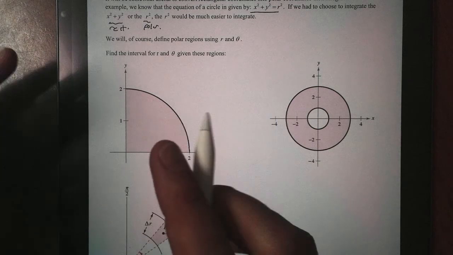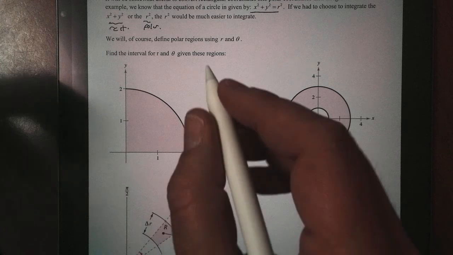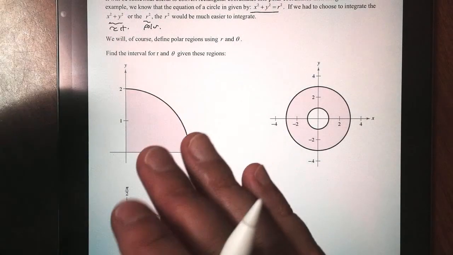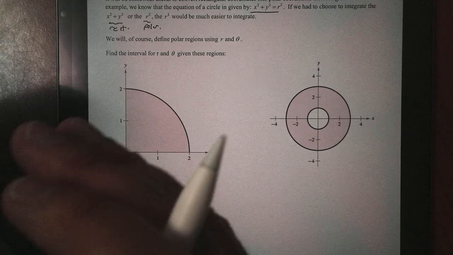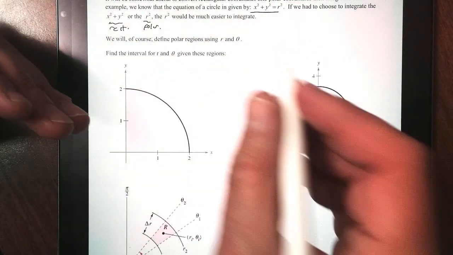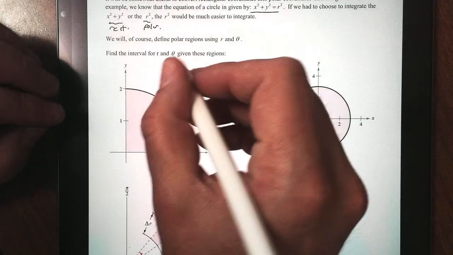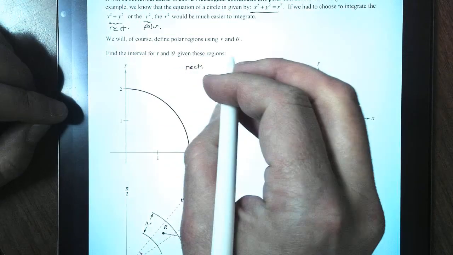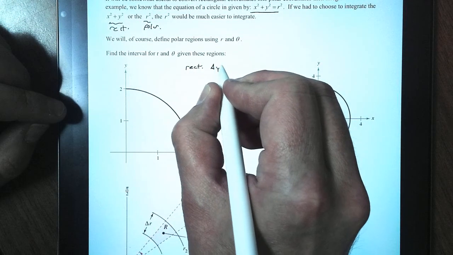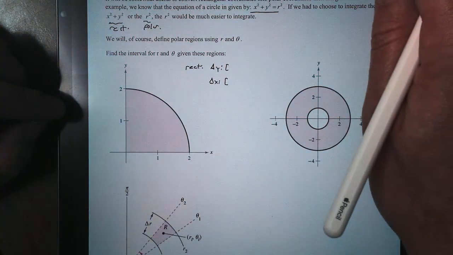But first, let's take a look at this circle right here, or this quarter of a circle. We're going to look at this rectangularly and then using polars, and you'll see the big difference. So when we find the intervals, we're going to find the base. This is our base region on the xy plane. If we want to look at this rectangularly, we have to find out what the change in y values is and what the change in x values is. And we can do that.